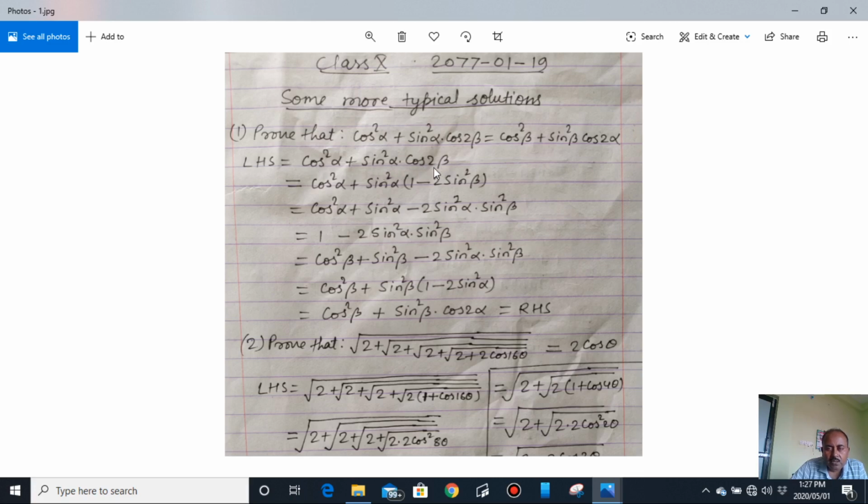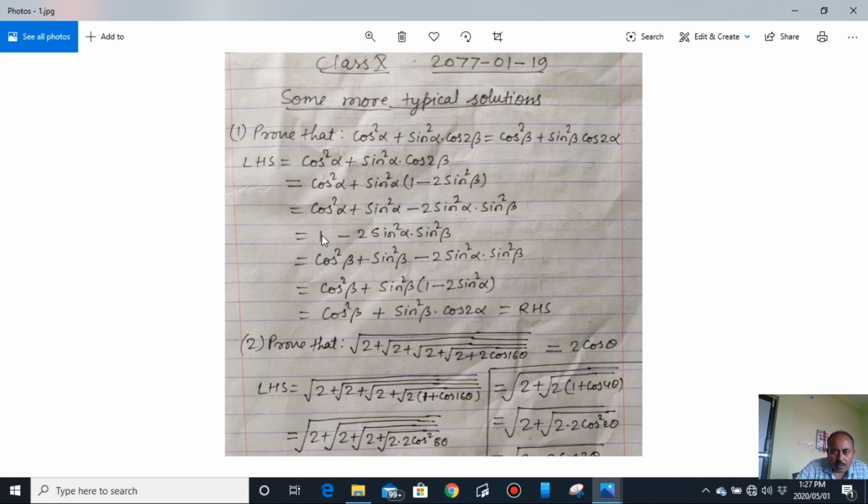So mind the cursor movement. Cos square alpha plus sin square alpha is intact, but cos 2 beta is converted into 1 minus 2 sin square beta. Now open this bracket. Cos square alpha plus sin square alpha into 1, plus sin square alpha into minus 2 sin square beta. After multiplication it becomes minus 2 sin square alpha sin square beta. Now next step, cos square alpha plus sin square alpha is 1. So 1 minus 2 sin square alpha sin square beta.